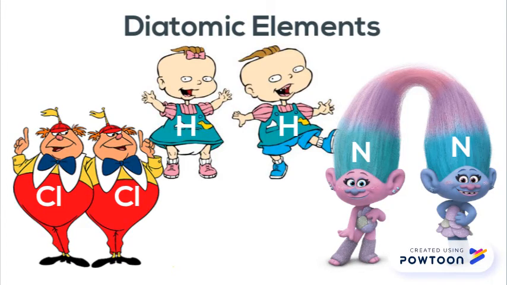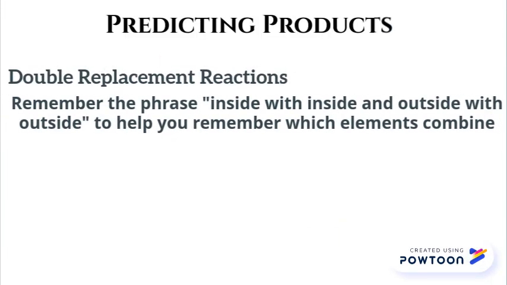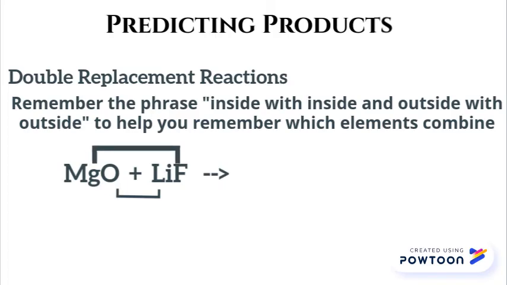If we move on to double replacement reactions, remember the phrase inside with inside and outside with outside to help you remember which elements combine with one another. So if we look at our example of MgO plus LiF, the 2 inside elements, Li and O, are going to come together, and the 2 outside elements, Mg and F, are going to come together. It's almost like the FOIL method in math. So we have Mg and F coming together, and we have Li and O coming together.